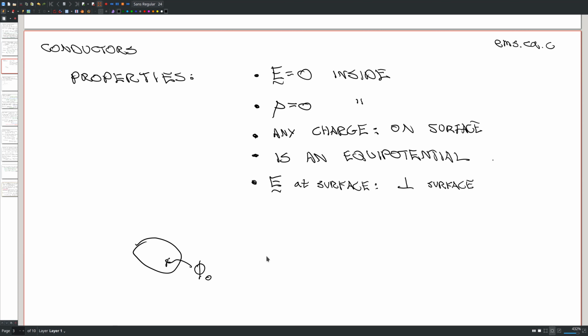Okay, so conductors are really the simplest boundary conditions you can find in electrostatics. Okay, how much of the physics of conductors have you done in your first course?